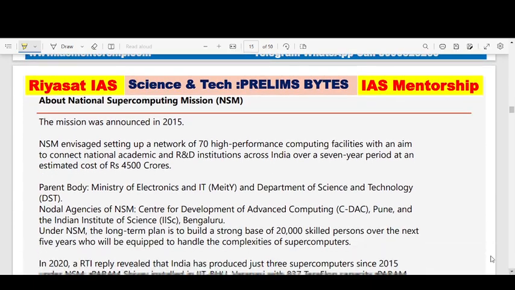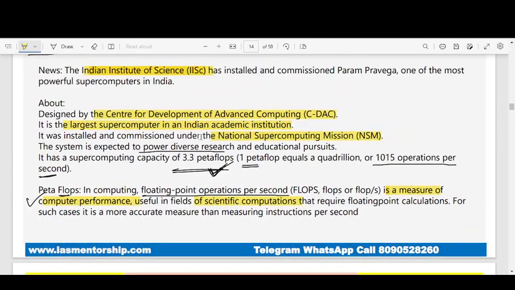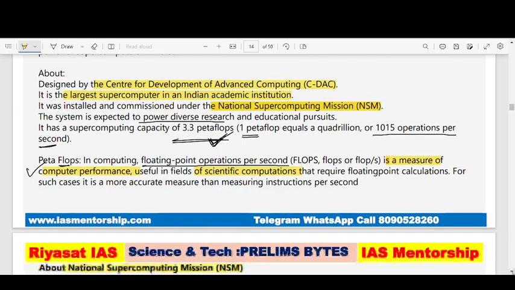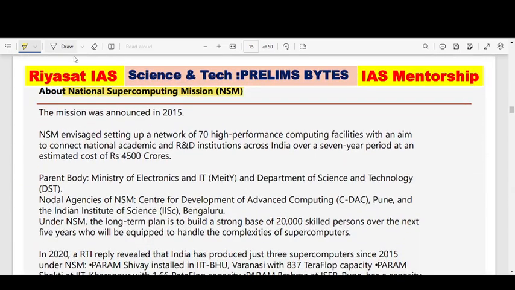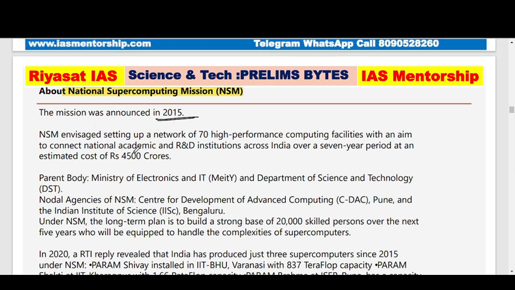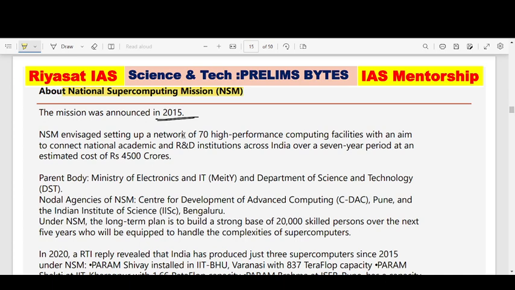Moving ahead, we should also learn about what is actually the National Supercomputing Mission, because I have already told you that it was installed under the National Supercomputing Mission. So the National Supercomputing Mission was announced in 2015, and its aim was to set up a network of 70 high performance computing facilities so that we can connect national academic and R&D institutions. For how many years? For 7 years. Okay, and leave this cost, this is not relevant for your examinations.